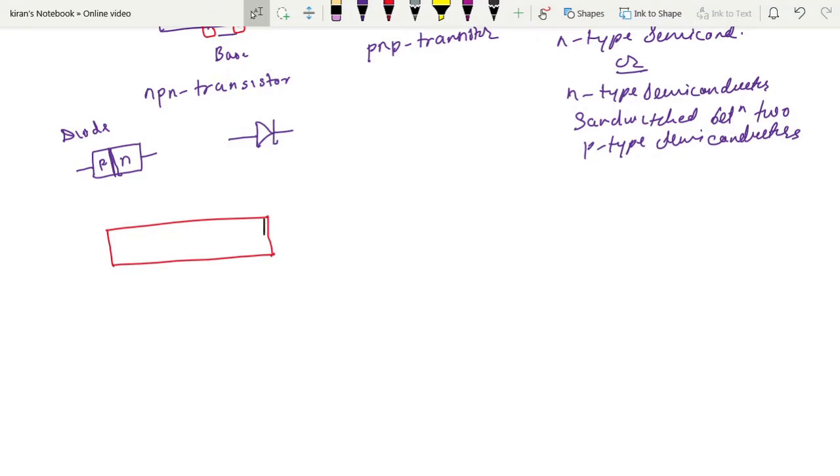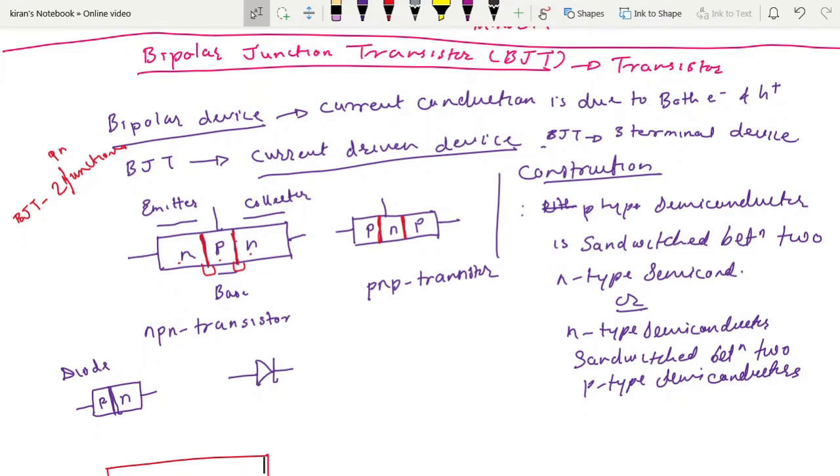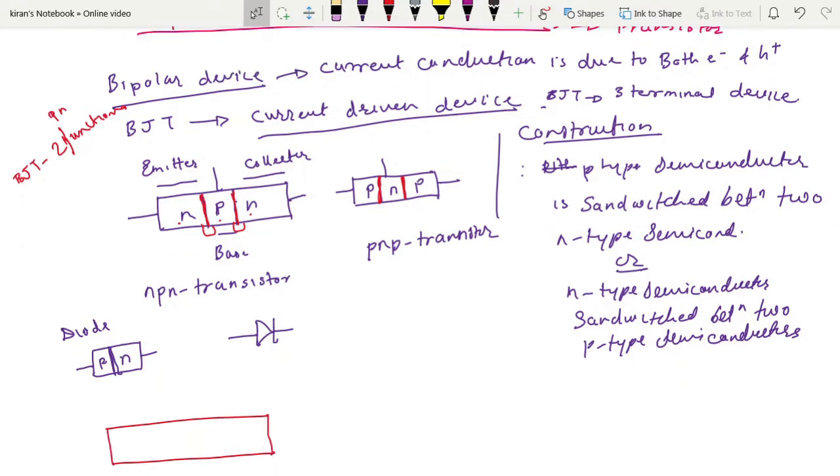So as I have shown over here that all these three regions are equal in width, it's not the case actually. The width of these three regions are a little bit different. So the emitter is moderate in size. It's not very large, it is moderate in size. The base is thin in size and collector is larger in size. So basically this is emitter, this is base, and this is collector.